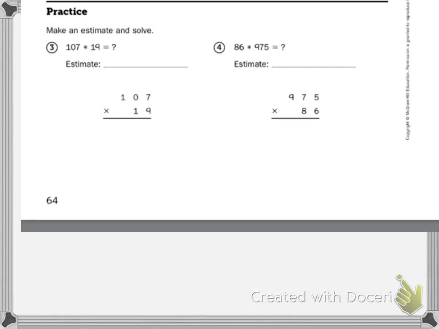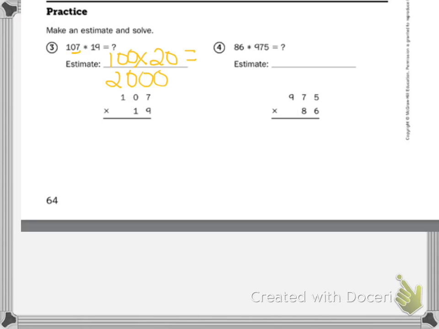You have 107 times 19. I'm going to make this very simple. I'm looking at my tens column. So I'm going to make this 100 times, and then 19 is closer to 20, so I'm going to say 20. And I'm going to say that equals 2,000. Then I'm going to do the traditional method and multiply.